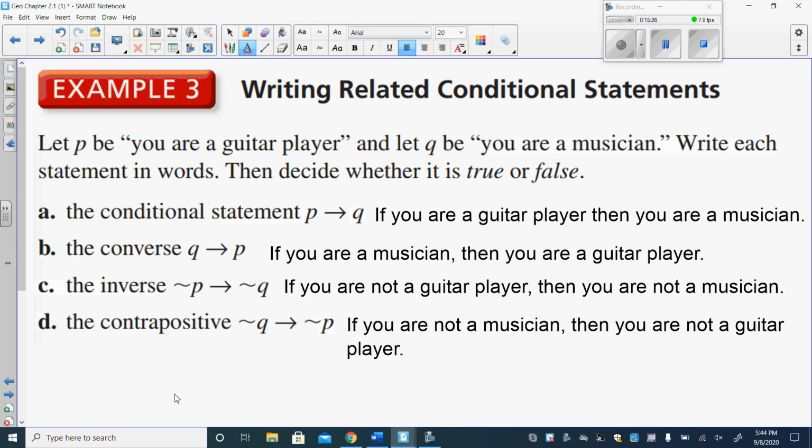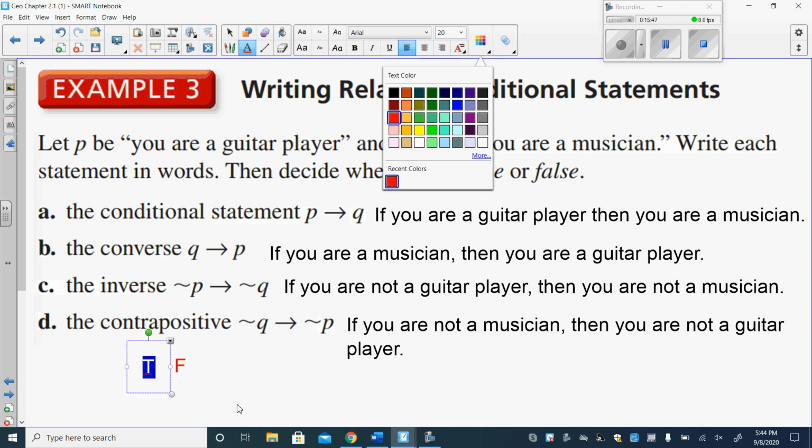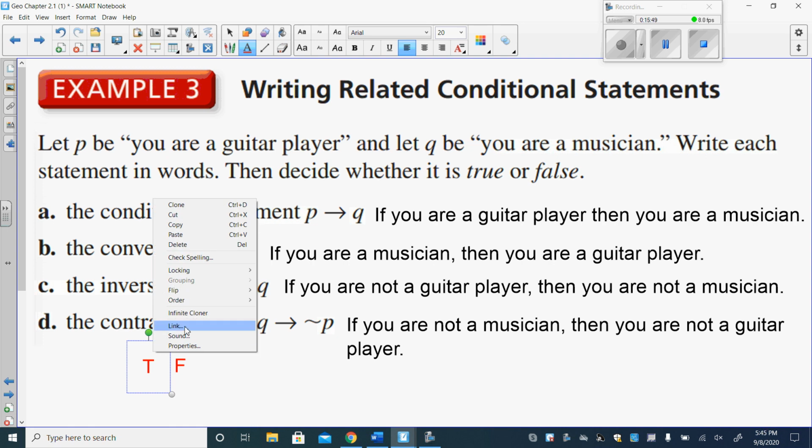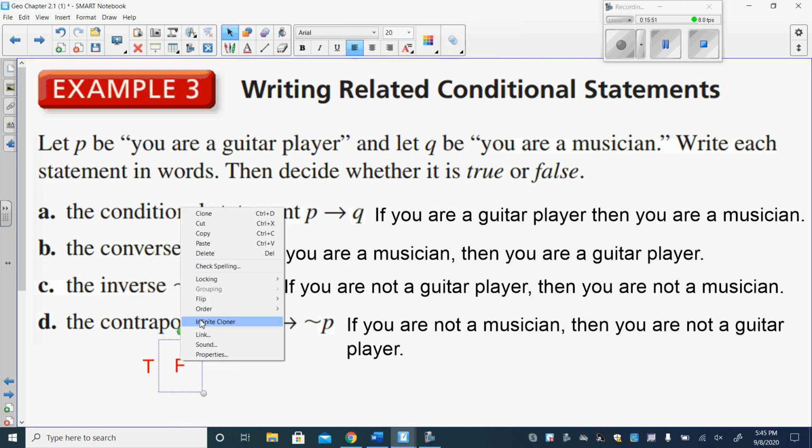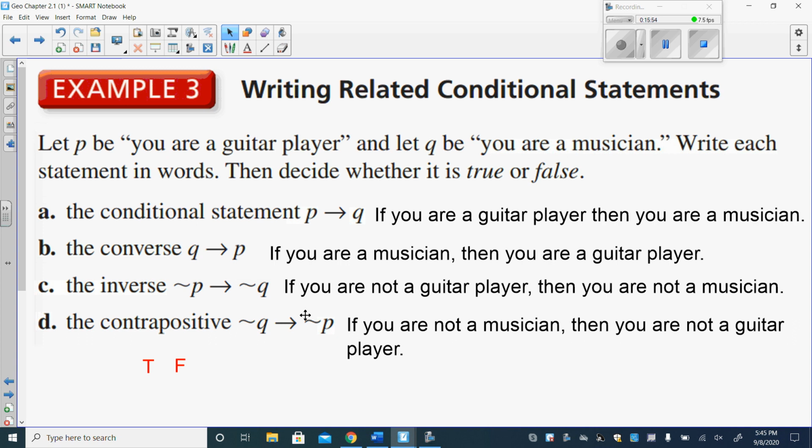Now, what we're going to do next is we have either these statements are going to be true or they're going to be false. They're going to be one or the other. Now I'm going to color these bright red. Let's color these red. Okay, so we're going to look at these four statements, and we're going to determine whether they're true or false. So let's look at the first one.